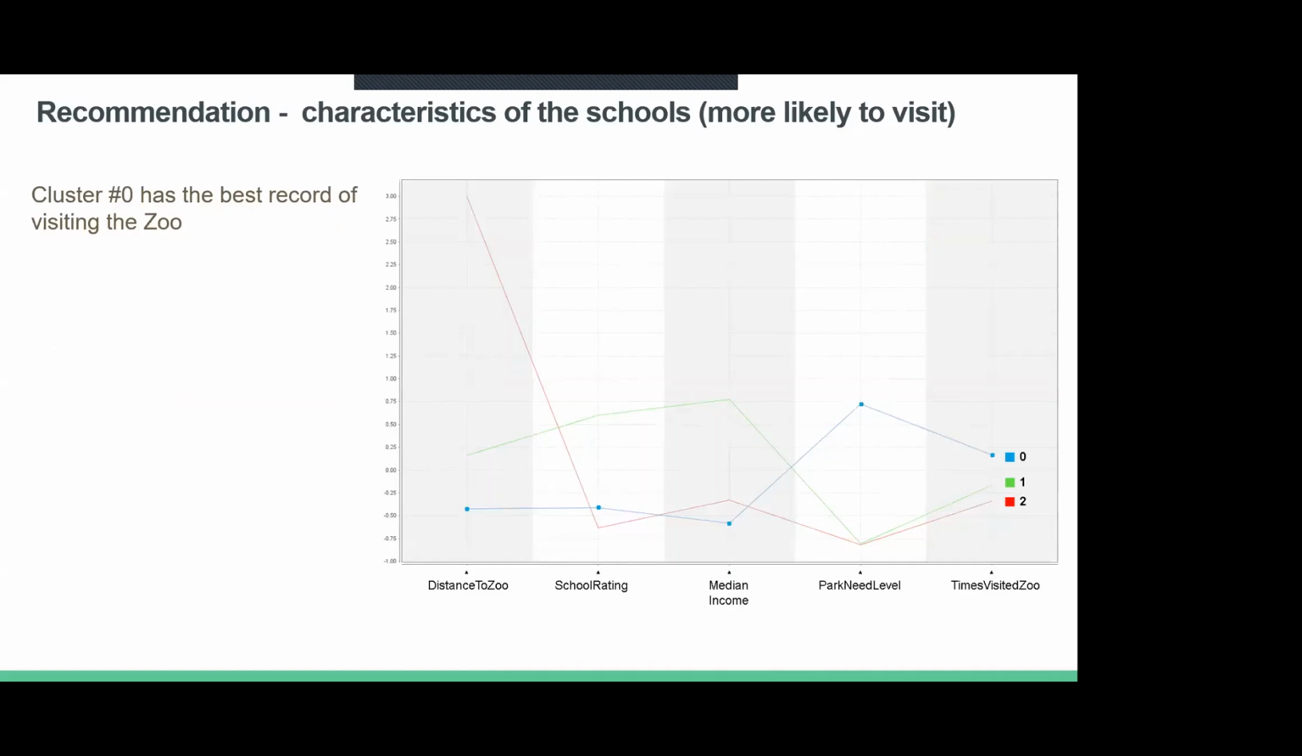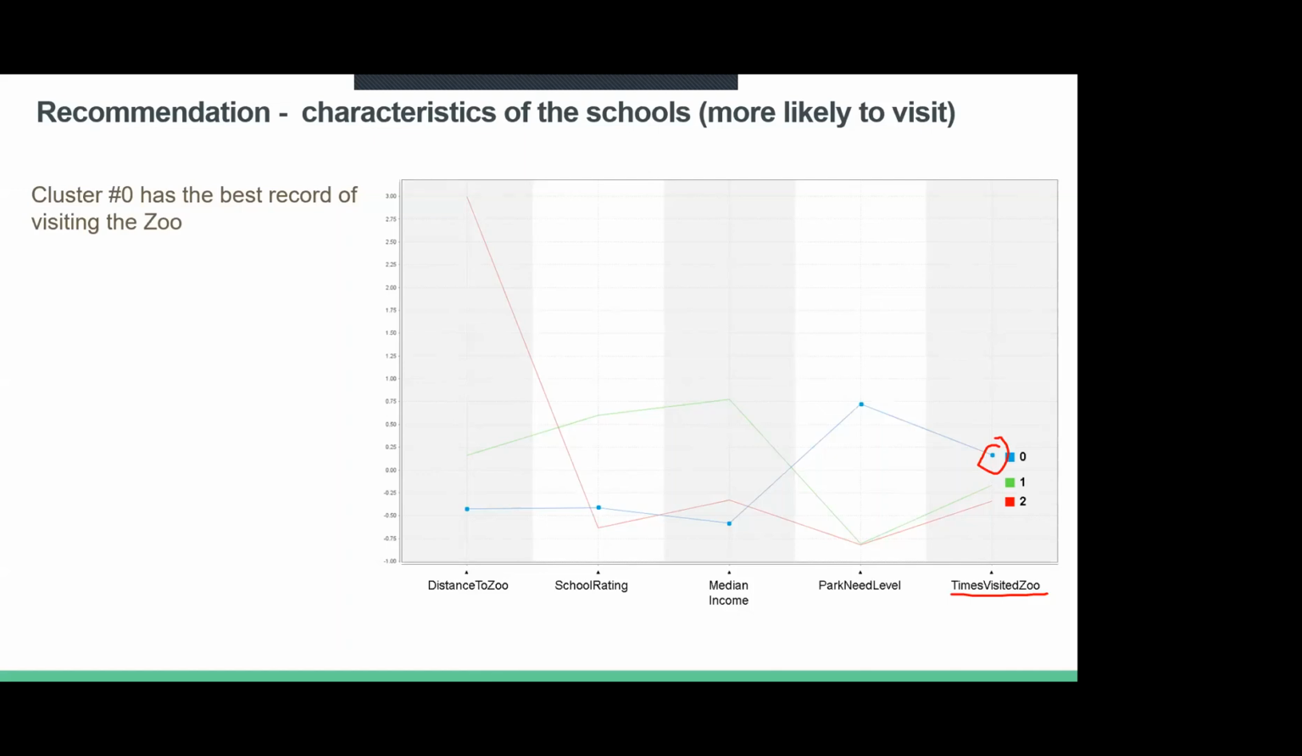We generated a chart from the software. From this, we can see each cluster's characteristics. As we see on the right, cluster 0 seems to be more likely to visit the zoo as it has the highest times-visited-zoo value.